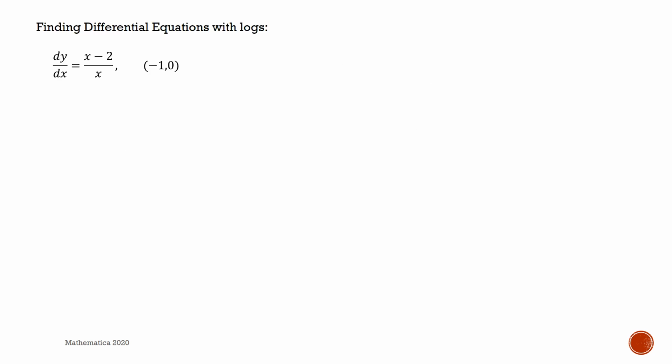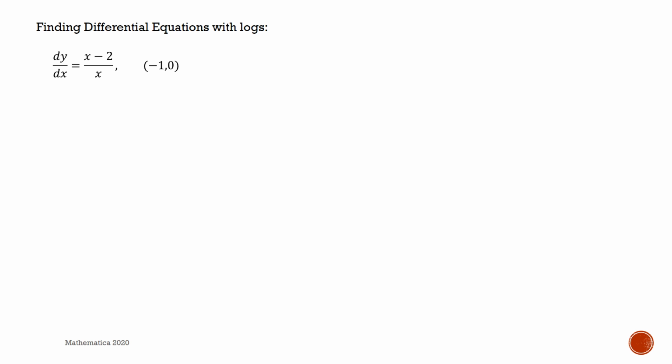Okay, so this question is a little bit different. This one is finding differential equations using logs. We have this differential equation, or we were looking for the differential equation. We're given that the derivative, dy over dx, is equal to (x minus 2) over x, and this particular equation passes through the point (negative 1, 0).